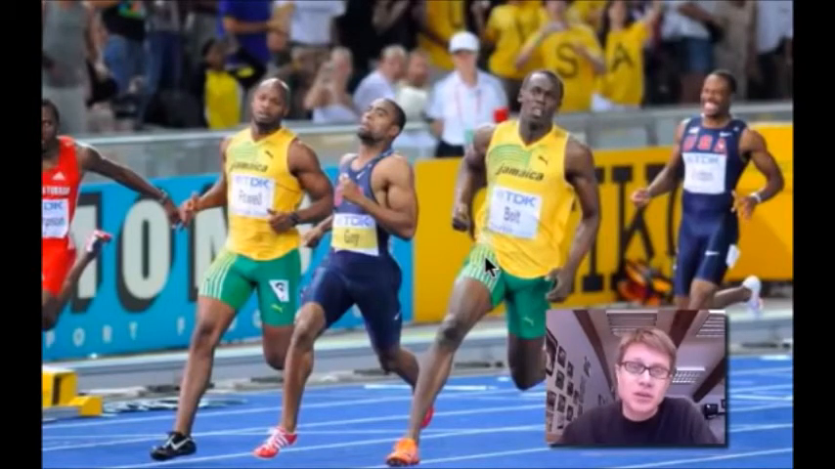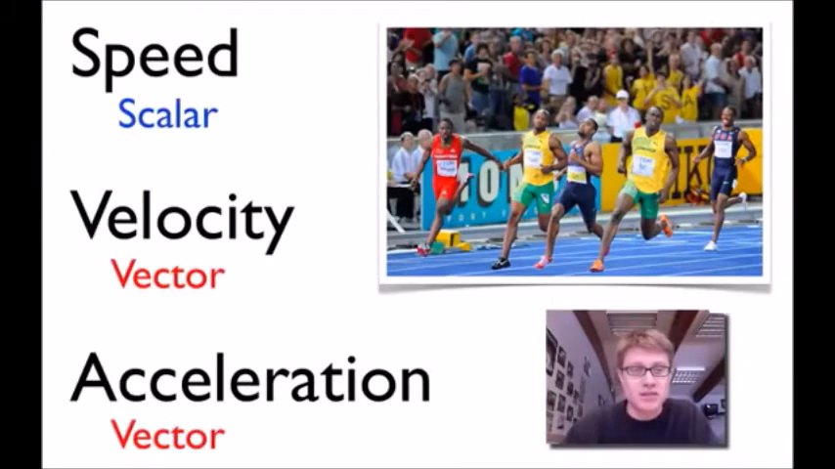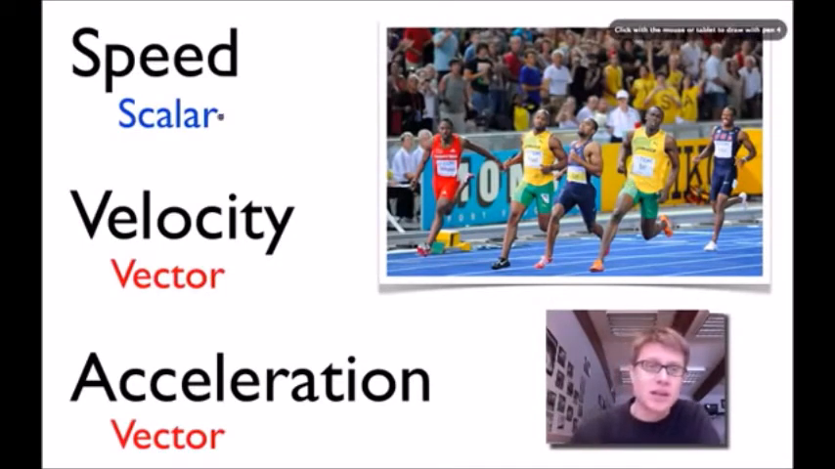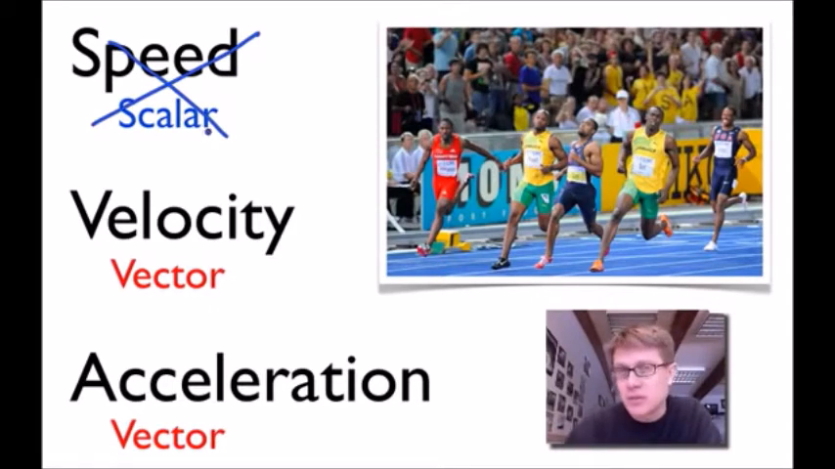In physics, we deal with really just two of these. Speed is a scalar, and you've used speed your whole life. You say my car can go 20 miles an hour. We're talking about speed. It's a scalar quantity, and if you don't really know what a scalar quantity is, make sure you watch the video. But velocity and acceleration are vector quantities, and so they include not only the magnitude, but also the direction.